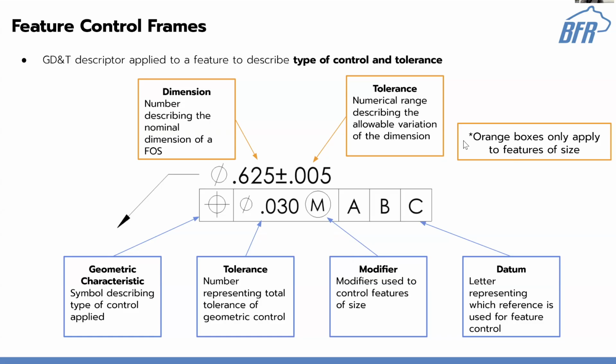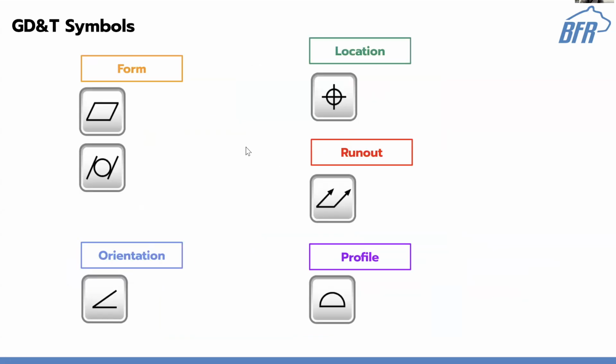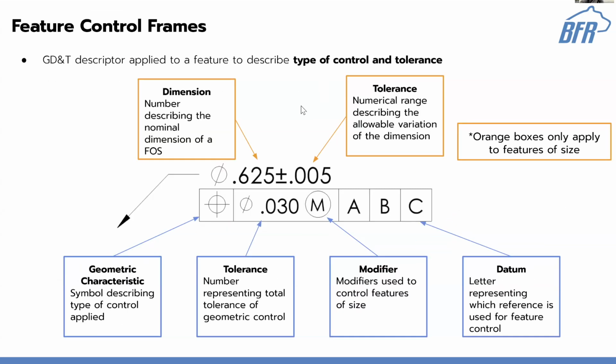These orange boxes only refer to a feature of size. And then this is actually our feature control frame here, this box. I'll show you how to make that in SolidWorks. The first box is the geometric characteristic. This is where you'll pull up one of these symbols from before, of what you're actually controlling. So here we have the location symbol. Here we're controlling the location, or true position, of our hole.